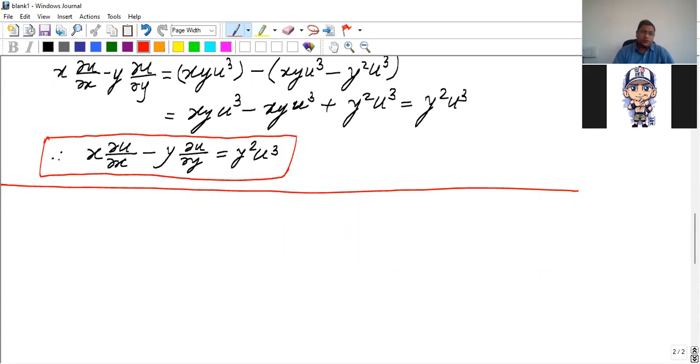Okay, so for example, suppose we have a function, let us say we have a function phi. So phi is a function of u and v, and u is a function of x and y, and v is also a function of x and y.